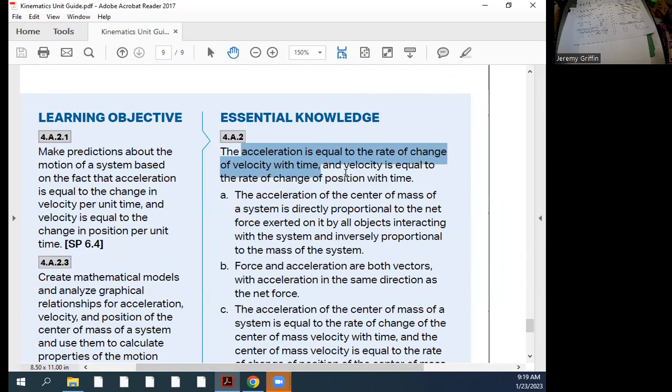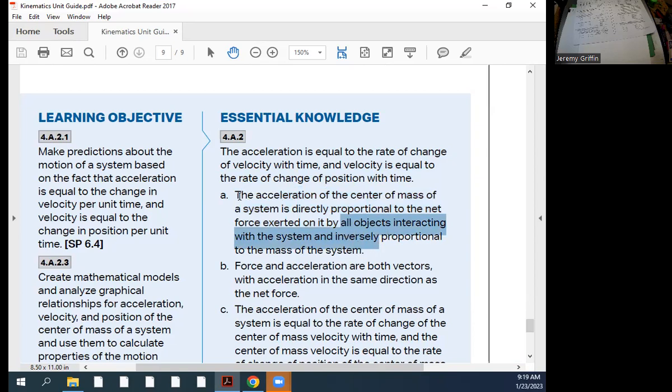Velocity is equal to the rate of change of position with respect to time, right? So how fast are you changing your position? The acceleration of the center of mass of the system is directly proportional to the force acting on it. I think it's more of a Unit 2 idea, but okay, sure. That's Newton's second law of motion. And here's the other part of Newton's second law of motion.